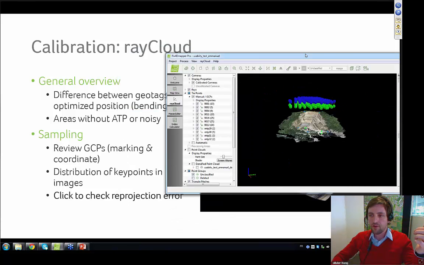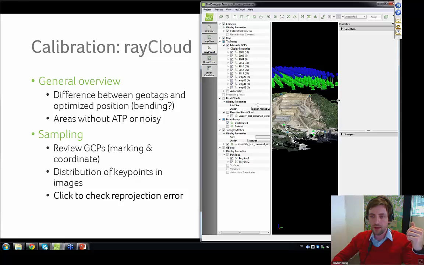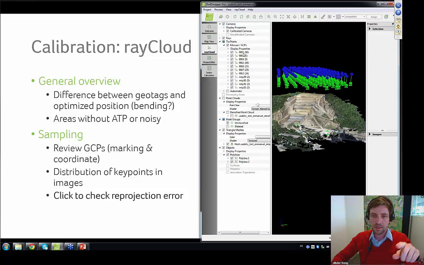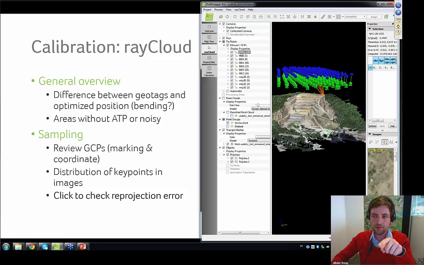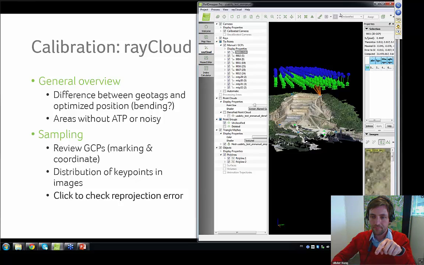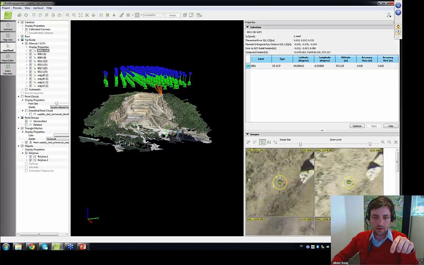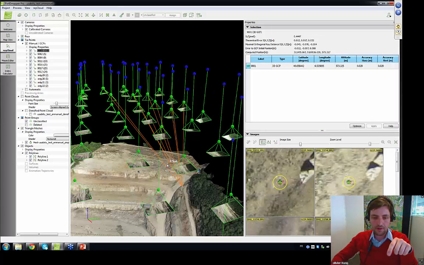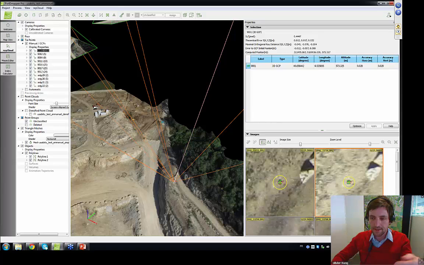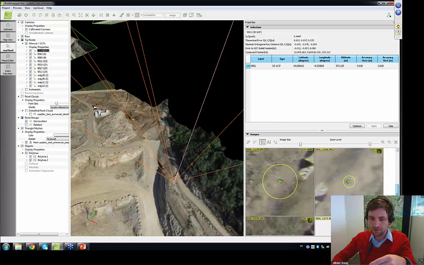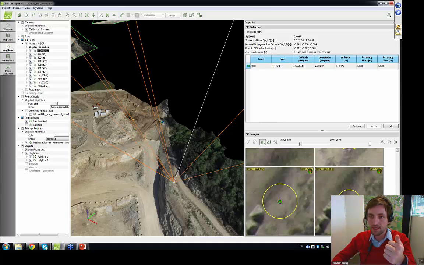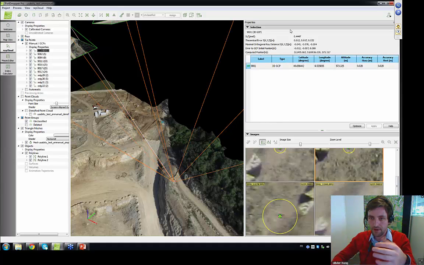Another very, very important check that we do every time we have ground control points in the project is we go here in the Ray Cloud over the ground control points, and we check for several things. So we check if indeed the ground control point is at the place it is, if the marking was done correctly, so if the clicking was done really on the GCP, if the coordinate system is correct, if the values are correct, if the error is small enough.